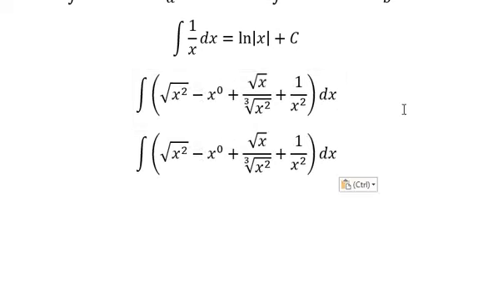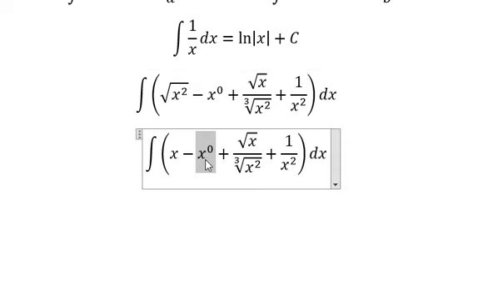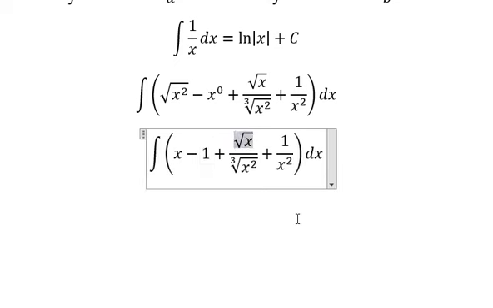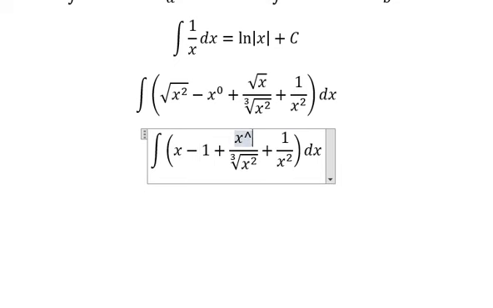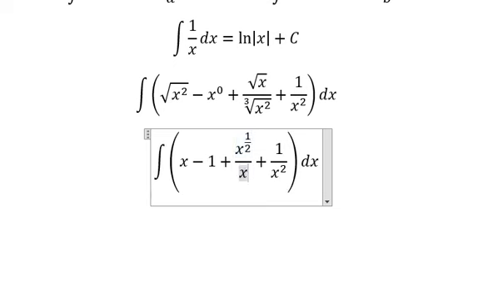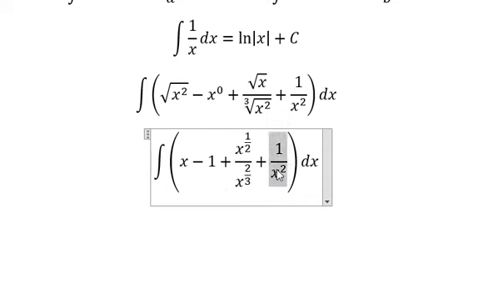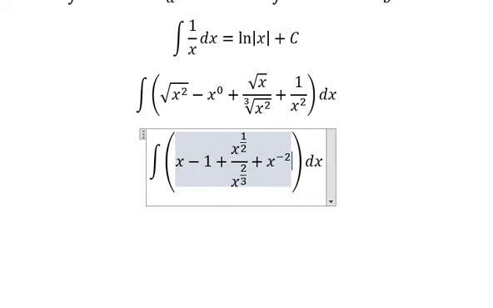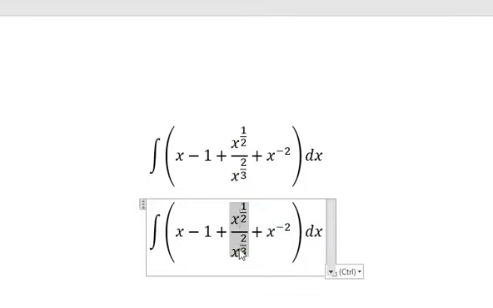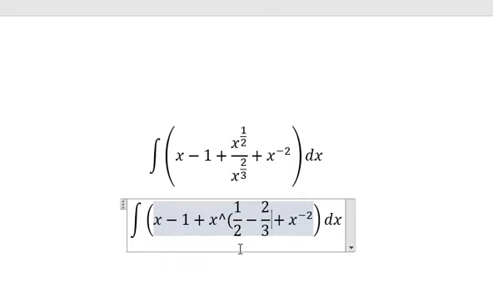So the square root of x squared, that is x. This one we have number 1. This one we put x to the power of 1 over 2. This one, that is x to the power of 2 over 3. This one, that is x to the power of negative number 2. So this one, that is 1 over 2 minus 2 over 3.